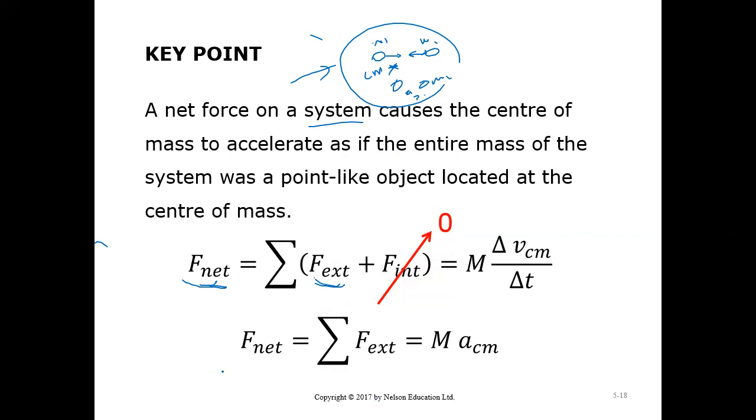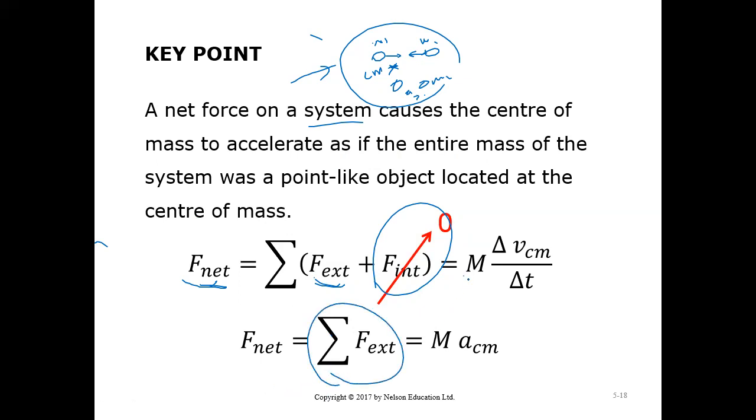But we know Newton's third law. Forces come in pairs. So if M1 is pushing M2 in one direction, M2 will be pushing M1 in the opposite direction. So these forces are going to cancel when you sum them up. So the only force that will come in will be the sum of the external forces.